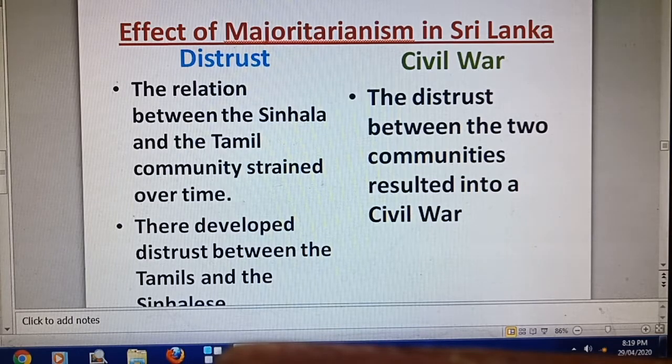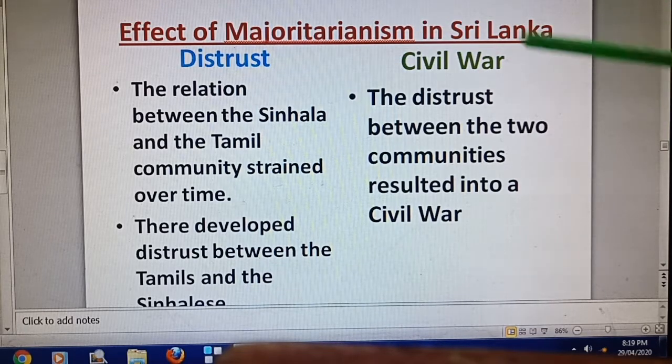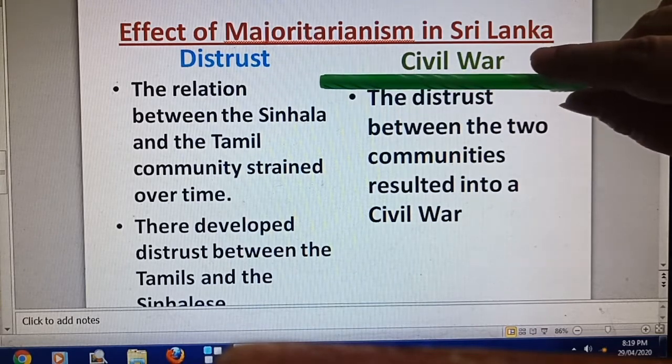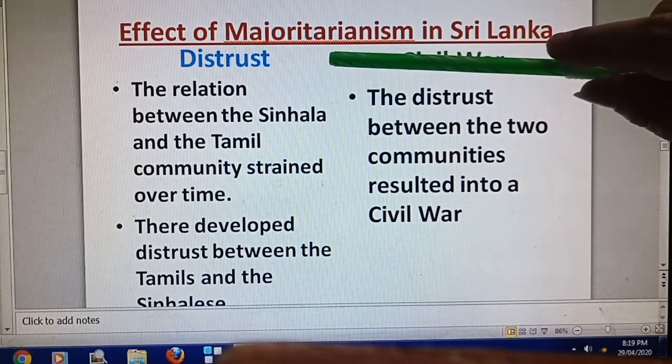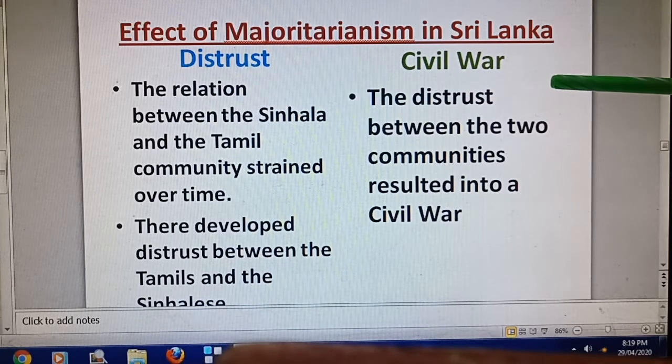Because of this, two effects of majoritarianism developed in Sri Lanka. They developed distrust between the Sinhalas and the Tamils, which ultimately resulted in civil war.